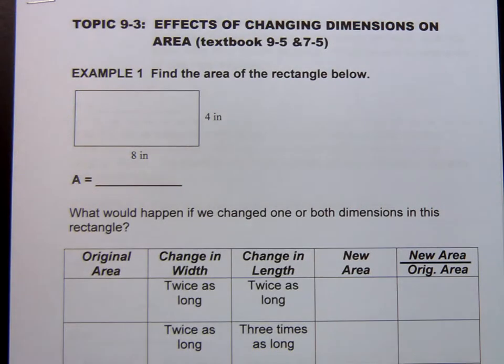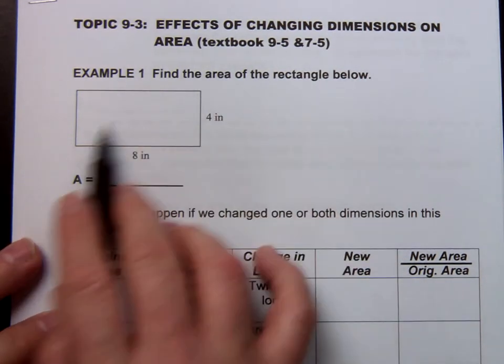All right, we're looking at 9.3. We're going to talk about the effects of changing dimensions on area. So when we change the dimensions of a figure, how does that affect its area? Let's just start with this rectangle right here. We're going to find the area.